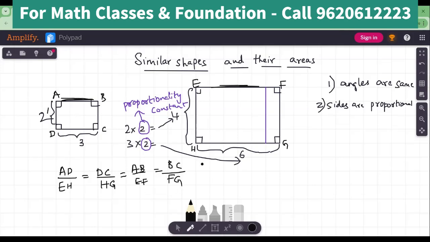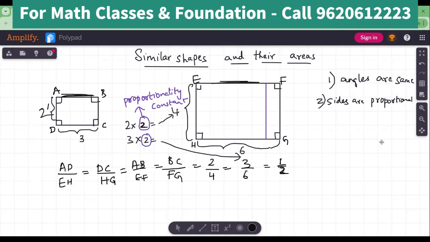And if you see, this is 2 means this is 4. And this is 3 means this is 6. So what happens? 2/4 is same as 1/2, right? 3/6 is same as 1/2, right? Correspondingly. Now I might say, you said the proportionality constant is 2 here and now it became half. Why? Because I can write it a little differently also.